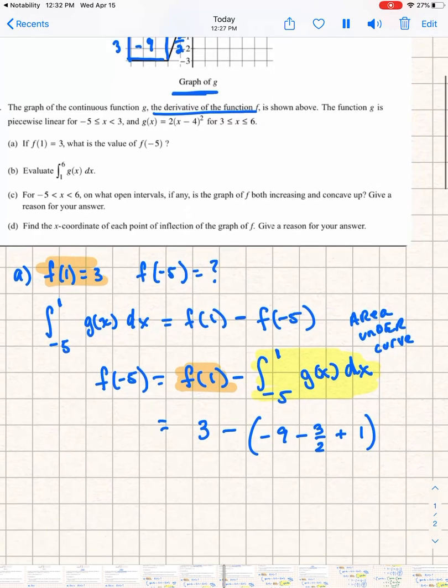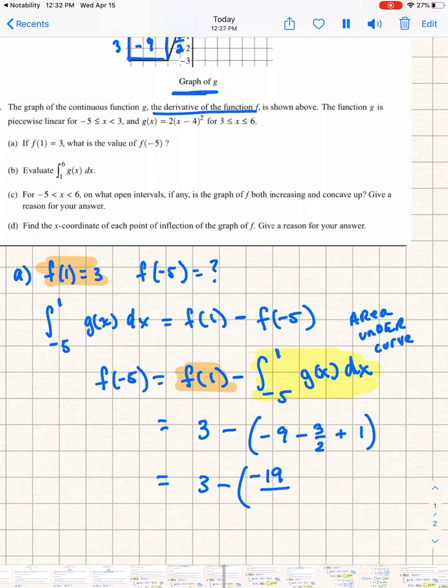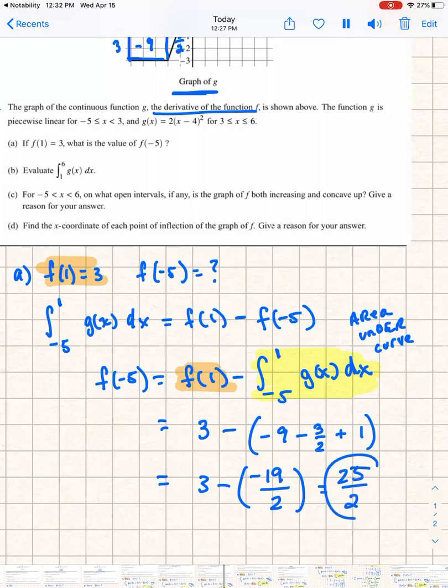Okay, when we do all that, we get 3 minus a -19/2. So we're going to get 25/2, or 25 halves, as our answer. Okay, so that's the first part. Common question. I am assuming you're going to get one that looks that way.